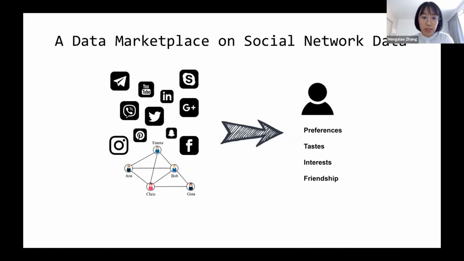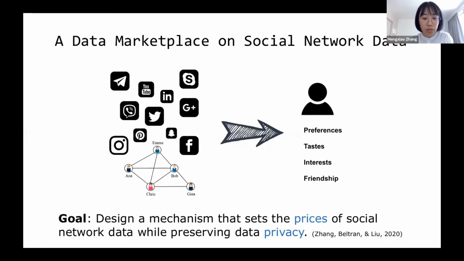Nowadays, social media such as Facebook, Twitter, and Weibo have become an integrated part of our daily life. And we communicate with each other on these social media platforms. So these platforms have become important data sources, and they contain information such as our preferences, tastes, interests, and friendships. Obviously, this is private information, and social media users should demand privacy protection and privacy compensation. So here, I'm going to introduce a mechanism that sets the prices of social network data while still preserving the data privacy of the social media users.